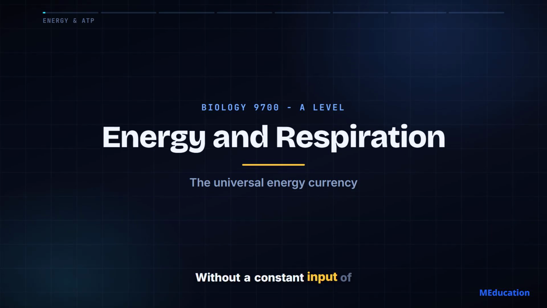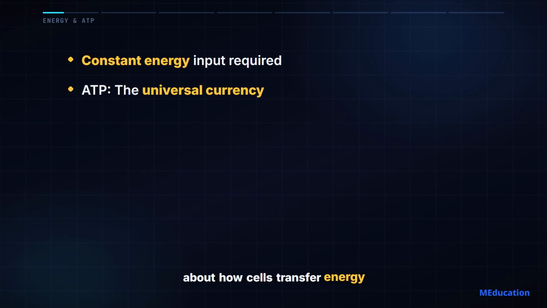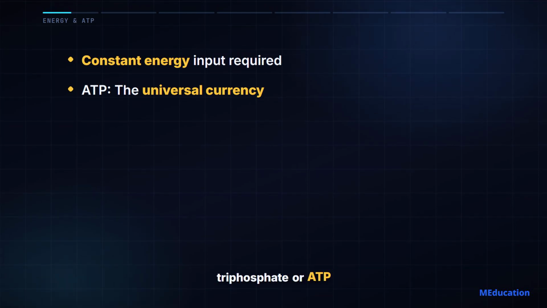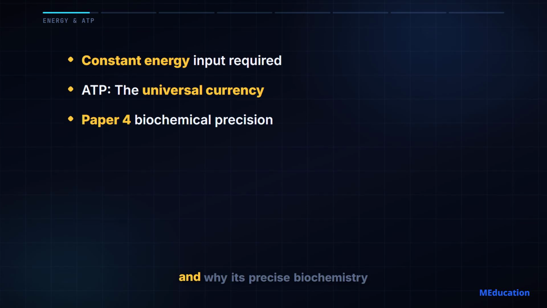Without a constant input of energy, biological systems rapidly decay into thermodynamic equilibrium, in other words, death. This A2 unit is all about how cells transfer energy from organic molecules into adenosine triphosphate, or ATP. ATP is the universal energy currency of the cell. You will see exactly how it powers active transport, muscle contraction, and anabolic reactions, and why its precise biochemistry is heavily tested in Paper 4.